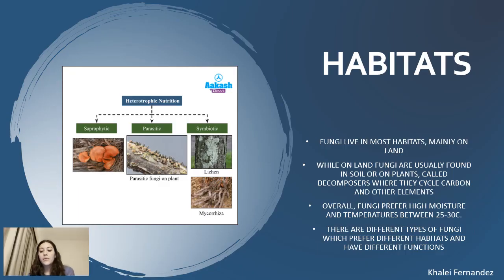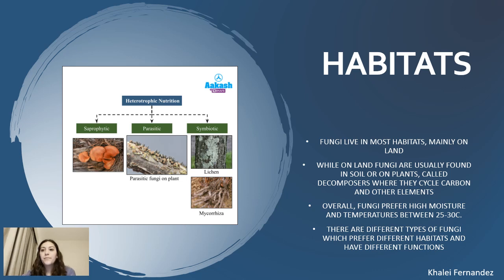Fungi are able to live in most habitats, however they do prefer or are mainly found on land rather than in the water or in colder, freezing temperatures. There are different types of fungi which prefer different habitats and have different functions based on those environments. Because they do prefer land, they're usually found in soil or on plants, and those that are found on soil or in plants are usually called decomposers. Because of the environment that they're in, they're able to recycle the carbon and other elements that are around them. Overall, though, fungi do prefer high moisture and warm temperatures as their environment allows.